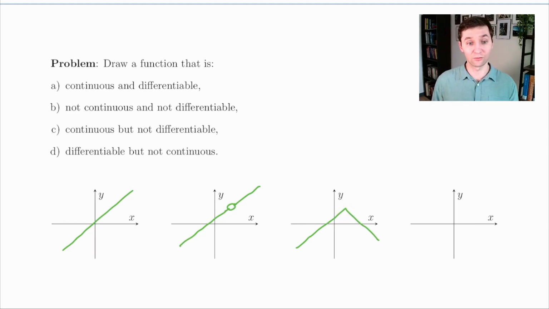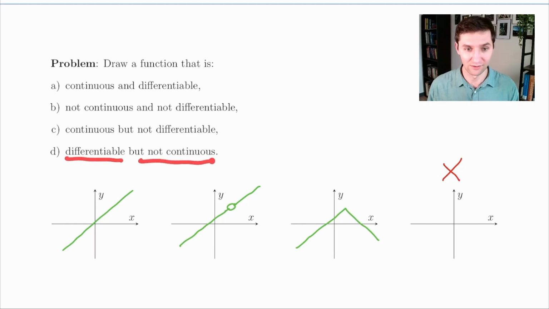Finally, I need to draw a function that is differentiable but not continuous. And I believe this is not possible, because we just said that any differentiable function is continuous. There is no way to draw a function that is differentiable but is not continuous.